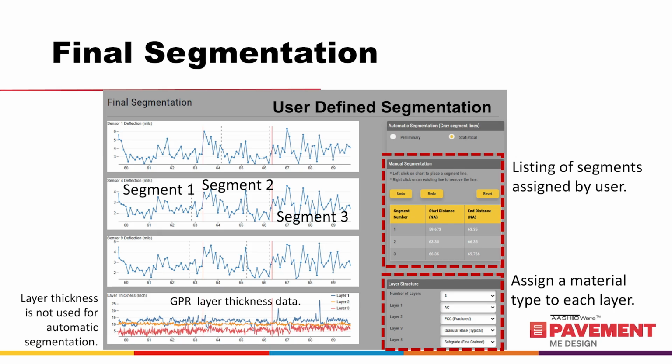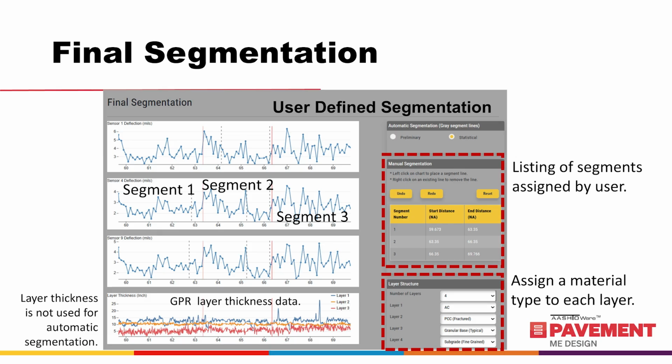The user can manually define the limits for different segments using the preliminary and/or statistical segmentation procedures. As an example, the user left-clicks on one of the dashed lines or on a separate location or station to define the beginning and end of the segment. The user-defined limits for each segment are designated as a solid red line in the screenshot. These can be manually defined using the deflections and layer thickness plots along the project. Again, remember, the layer thickness graphs or data is not used for the automatic segmentation.